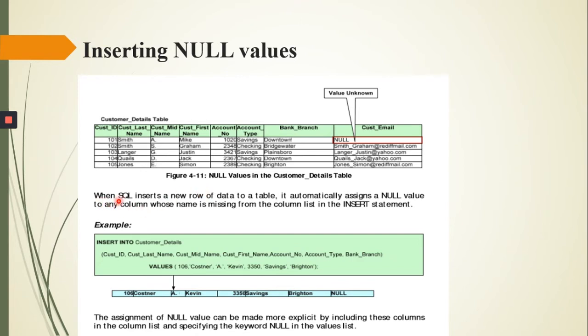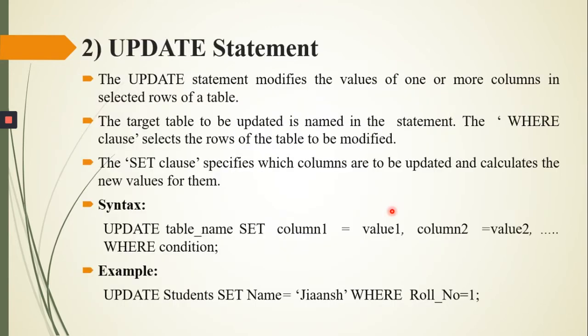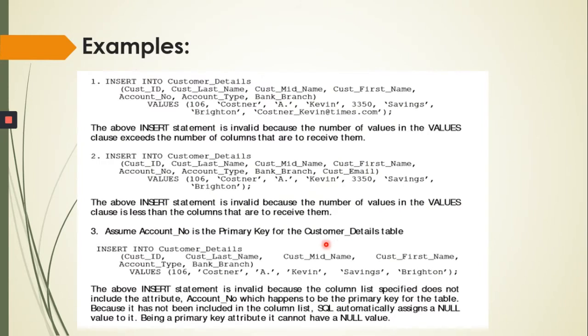Why? When SQL inserts a new row of data to a table, it automatically assigns a null value to any column whose name is missing from the column list in the insert statement. As I explained earlier, if we are not writing any column name over here in the bracket of column names, then automatically it will assign the null value. And if it is a primary key, then it creates a problem. Otherwise, the null value is stored in the table.